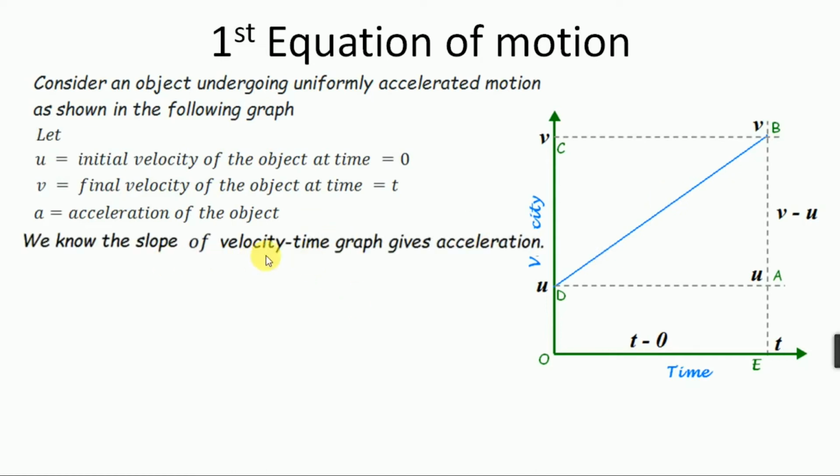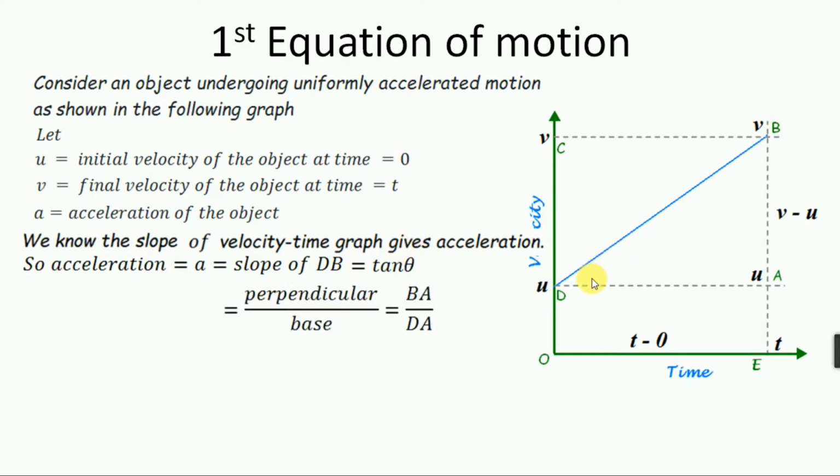We know the slope of the velocity time graph gives acceleration, so we'll find the slope. Acceleration is the slope of DB, and the slope is represented by tan theta. Suppose this angle is theta, then tan theta is perpendicular by base, so slope is perpendicular by base. Perpendicular is BA and base is DA. Now here you can see BA is from here to here, and from here to here is V and from here to here is U. So BA is V minus U.